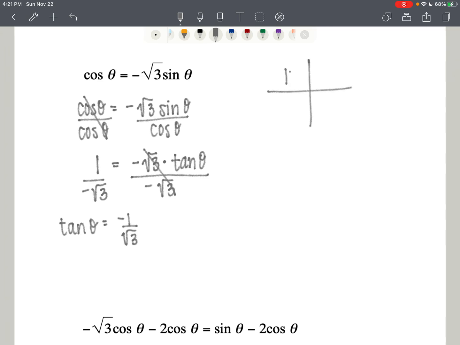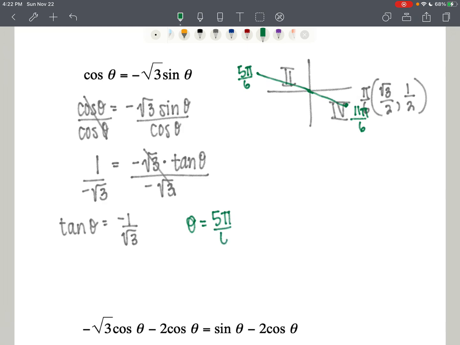Now tangent is going to be negative in quadrants 2 and 4. And it's going to be y over x. So we'll have this ordered pair right here, which is a pi over 6 ordered pair, right? Regardless of the sign of either one, we know it's a pi over 6 angle. The pi over 6 in quadrant 2 is 5 pi over 6, and the pi over 6 in quadrant 4 is 11 pi over 6. So theta is going to equal 5 pi over 6 and 11 pi over 6.